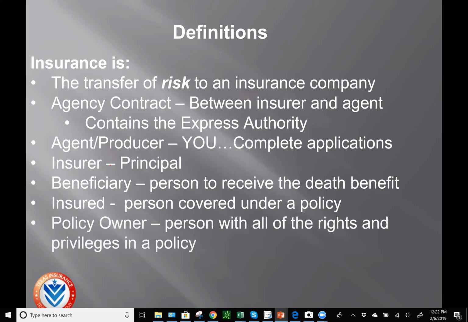All right, so let's go ahead and jump on in here as far as definitions go. First, we need to know what is insurance. The first thing you need to know, insurance is the transfer of risk to an insurance company. The whole reason there is an insurance mechanism is we are transferring the risk of a loss to the insurance company, whether that be like life insurance, health insurance, or possibly even car insurance.